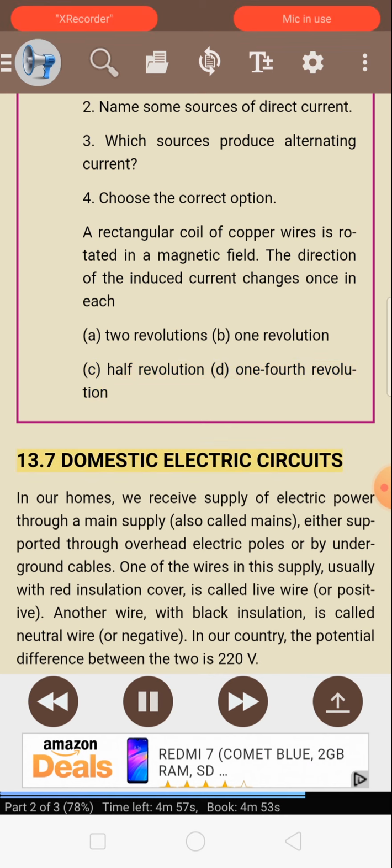13.7 Domestic electric circuits. In our homes, we receive supply of electric power through a main supply, also called mains, either supported through overhead electric poles or by underground cables. One of the wires in this supply, usually with red insulation cover, is called live wire or positive. Another wire with black insulation is called neutral wire or negative. In our country, the potential difference between the two is 220 V.